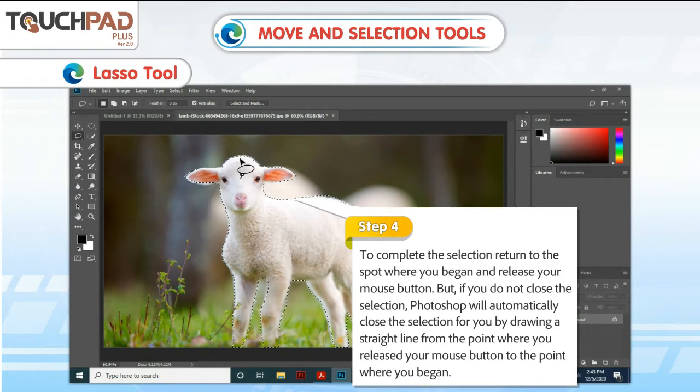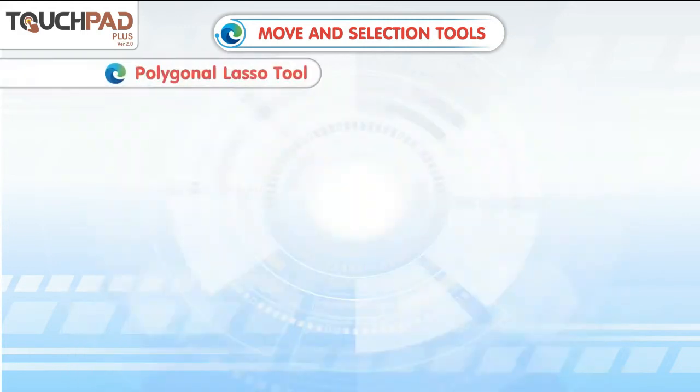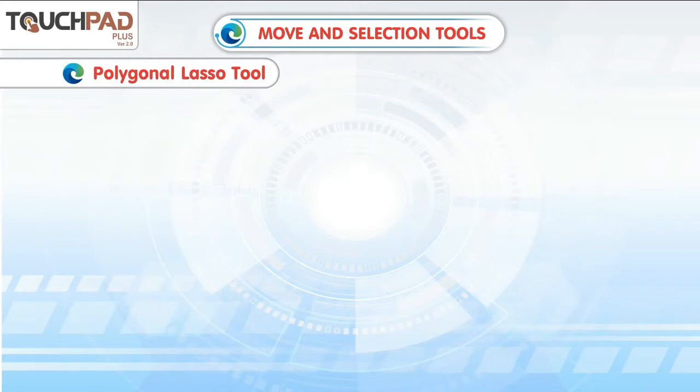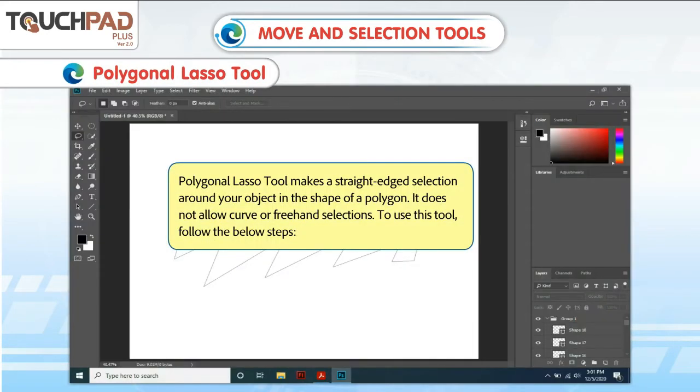But if you do not close the selection, Photoshop will automatically close the selection for you by drawing a straight line from the point where you released your mouse button to the point where you began. Polygonal Lasso Tool. Polygonal Lasso Tool makes a straight-edged selection around your object in the shape of a polygon. It does not allow curve or freehand selections. To use this tool, follow the below steps.